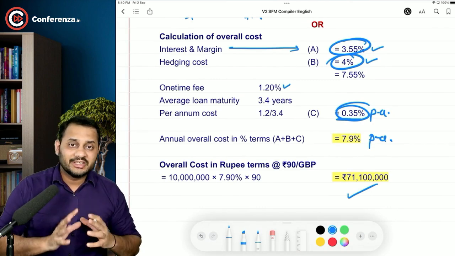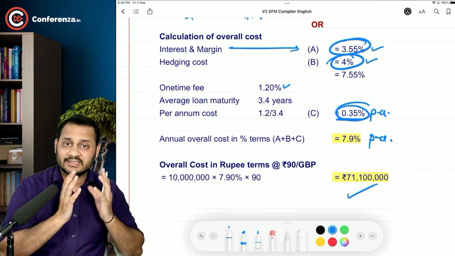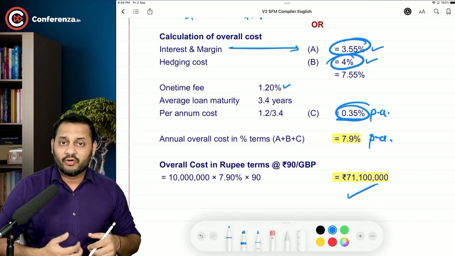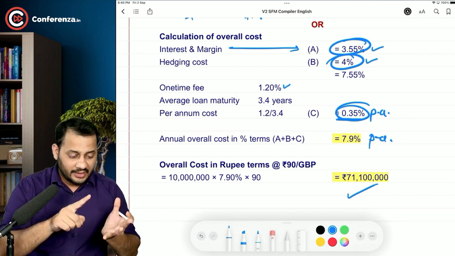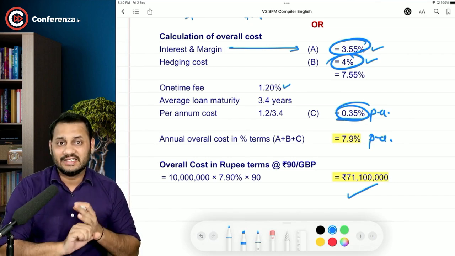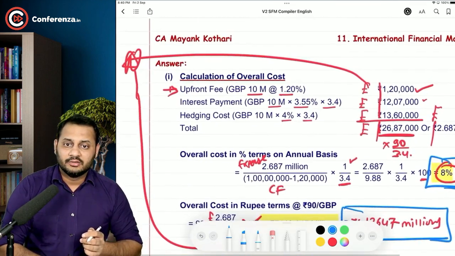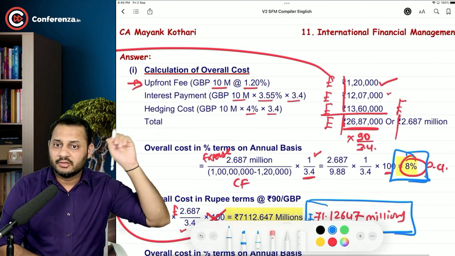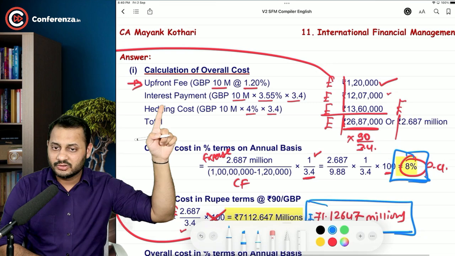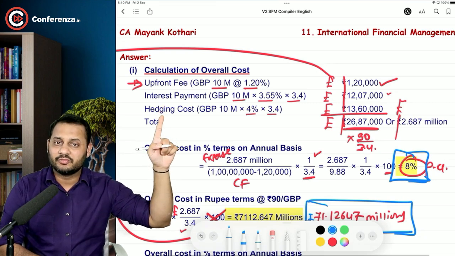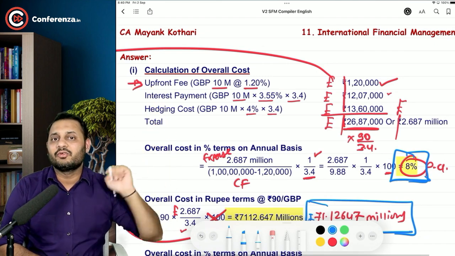So what the question is asking us in crux is: what is the total expense to us for raising this loan: interest, hedging, and upfront fee. These three costs are included in this 7 crore 11 lakh. And the detail of this is here. Upfront fee of 1 lakh 20,000 pound, interest payment of 12 lakh 7,000 pound for 3.4 years, hedging cost of 13 lakh 60,000 pound for 3.4 years. All these costs are for 3.4 years.